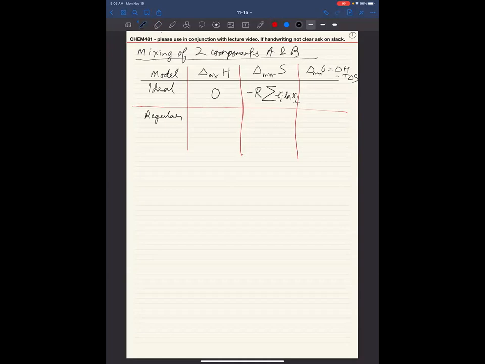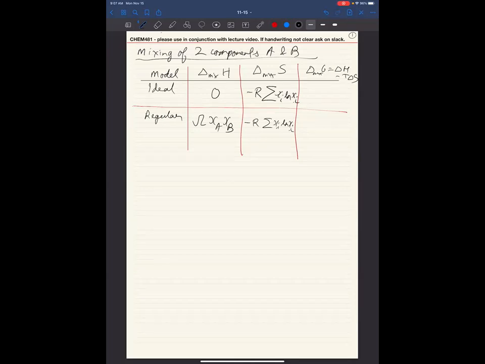Sorry about that. So in the next model, we say we are going to keep the same entropy of mixing as the ideal model, but we will allow our enthalpy to become more complicated. And this was done by introducing an enthalpy of mixing that depends on the mole fraction of each species. This is the simplest. So you can imagine more complicated models, right?